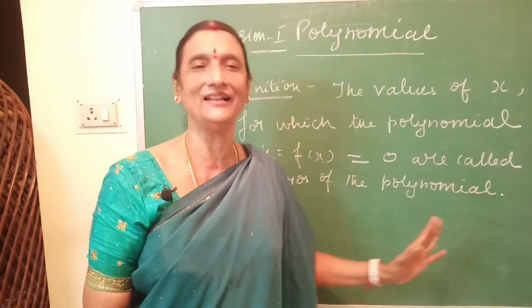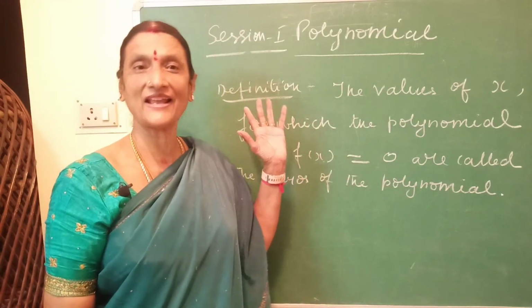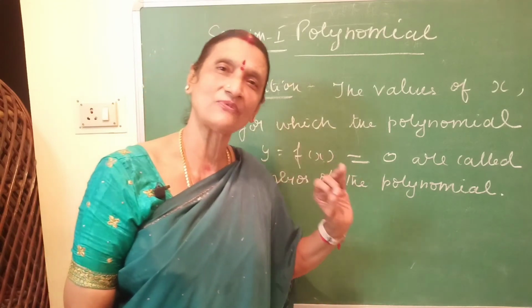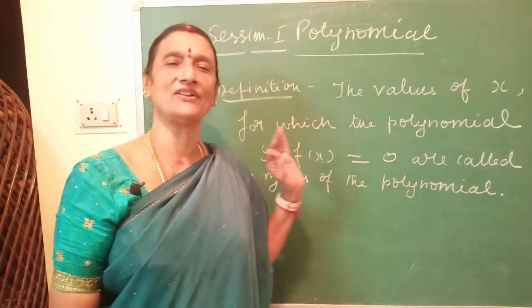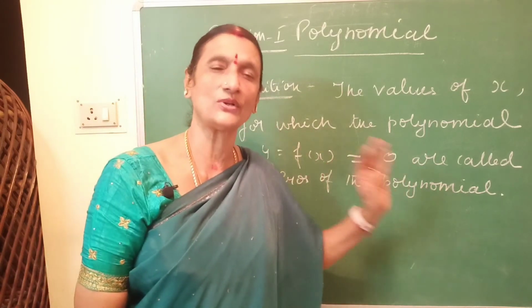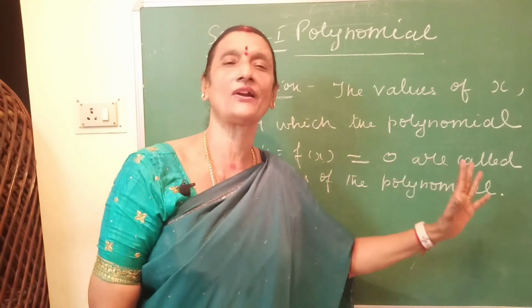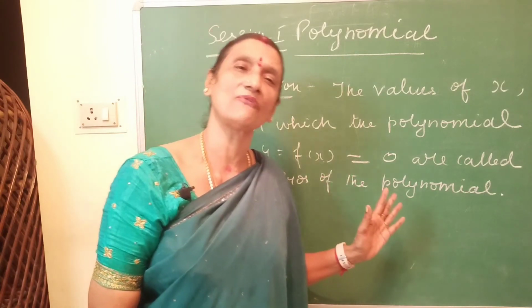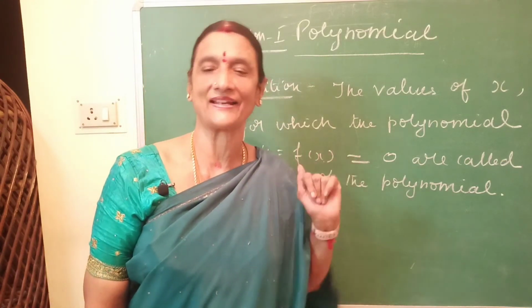The values of x for which the polynomial y is equal to f(x) equal to 0 are called the zeros of the polynomial. Now, let's recap the whole thing. What all did I teach now? What is a polynomial? How do you classify polynomials according to degree? And what are the names we have given to these polynomials? Linear 1 degree, quadratic 2 degrees, cubic 3 degrees, 4 degrees biquadratic polynomial. More than 4 degrees, we say polynomial of degree 5, degree 6 and so on.